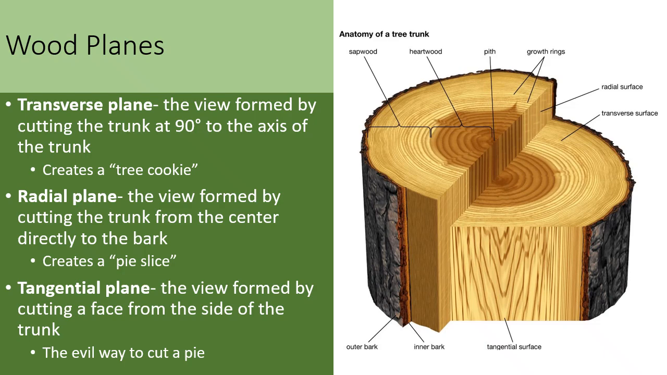A tangential plane is formed by cutting a face from the side of the trunk. So if you imagine that relative you hate at Thanksgiving, taking a knife and cutting a pie into strips rather than into wedges, that's a tangential plane. You're just looking at the inside of the trunk from these faces that have been cut off the side. Obviously, that's an evil way to cut a pie, but it's a good way to get a look at certain types of tissues within a trunk.